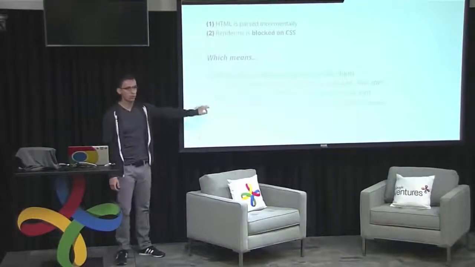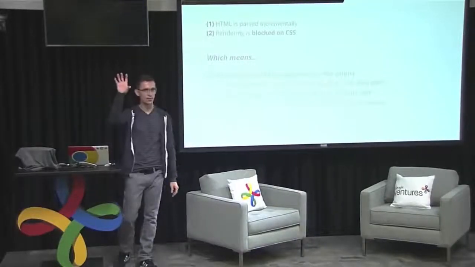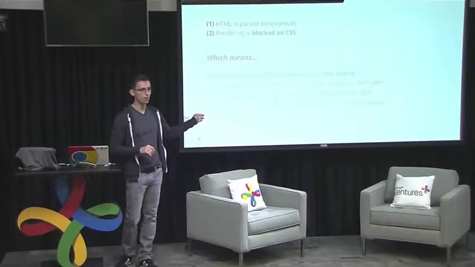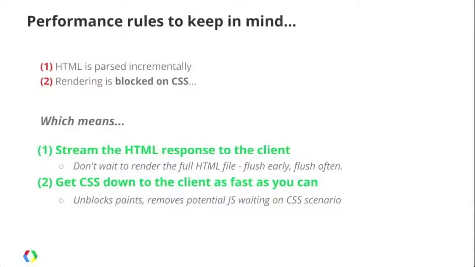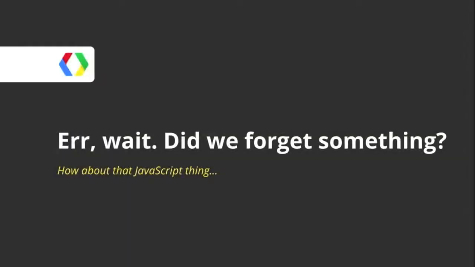So if you've ever seen the performance rule to put your CSS at the top, this is exactly why. Because we need CSS to paint things, and we want to discover it as quickly as possible. So because of that, you want to put your CSS at the top. Let the browser discover it as early as possible.